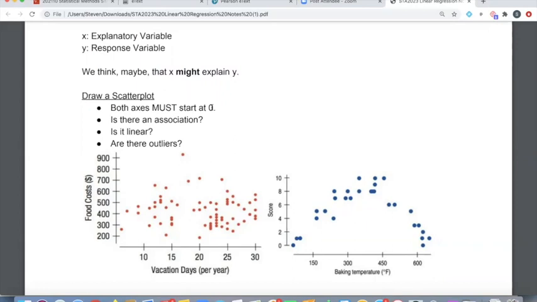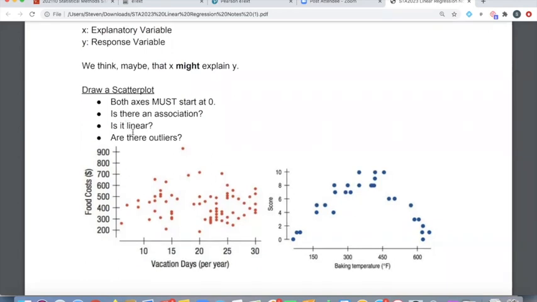And then we ask ourselves, do we see an association? Is there a pattern? If we don't see a pattern, we're done. We stop. We move on. We don't know how to do anything other than linear correlation in this class. Next thing we ask is, is the data linear? And then we ask, are there any outliers?